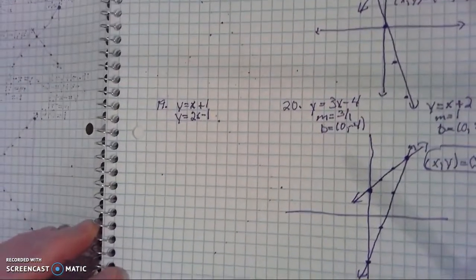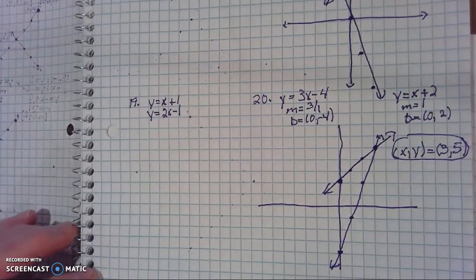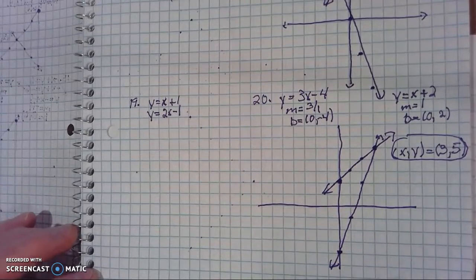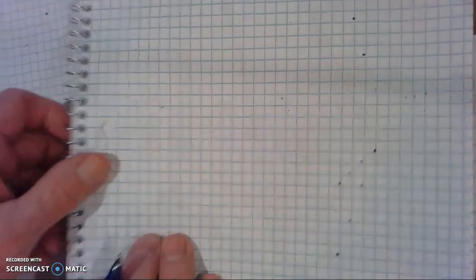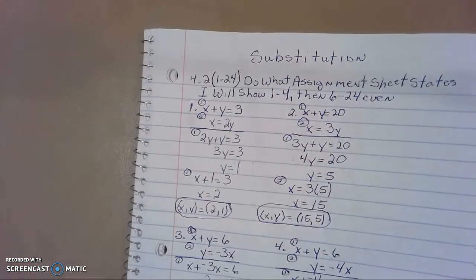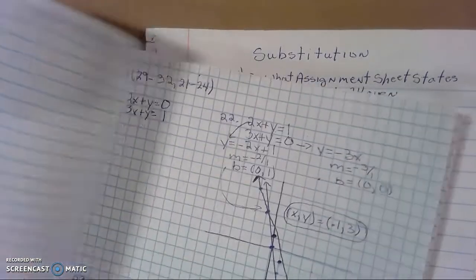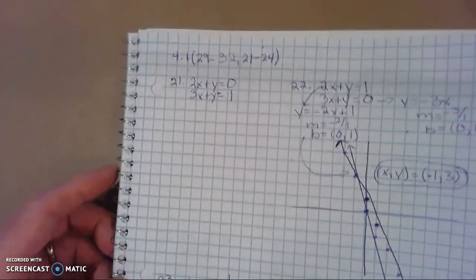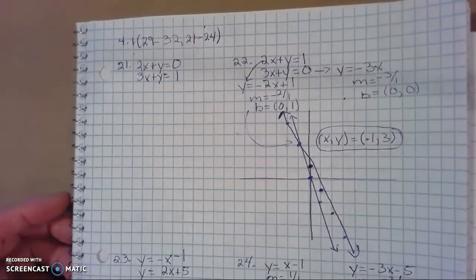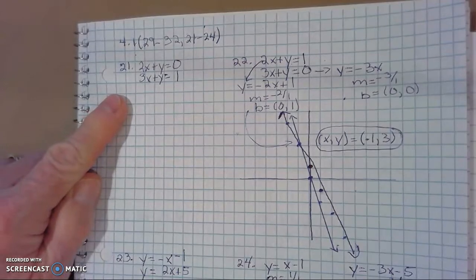Remember, you can pause this film and look it over and go to the work. Then 19 and 20 are shown here. And of course, you are to do the odd ones. Then we go to 4.1. I did some extra ones here that you can look at. 21 is the first one there.